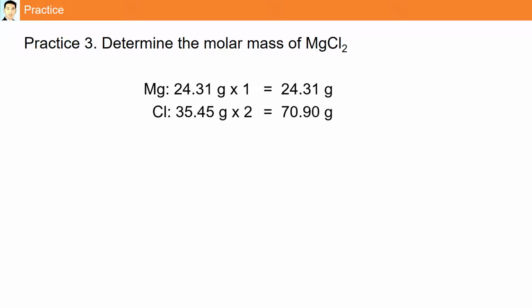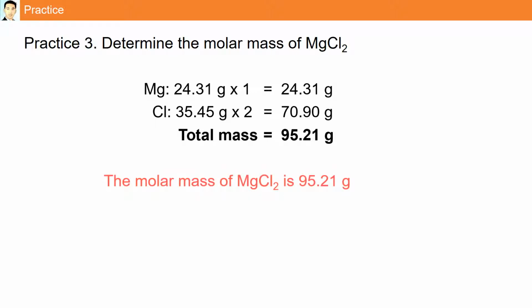For chlorine, the molar mass is 35.45 grams. There are two atoms of chlorine, so we multiply that mass by 2, resulting in 70.90 grams. Adding them both up, the total mass is 95.21 grams. The molar mass of MgCl2, magnesium chloride, is 95.21 grams.